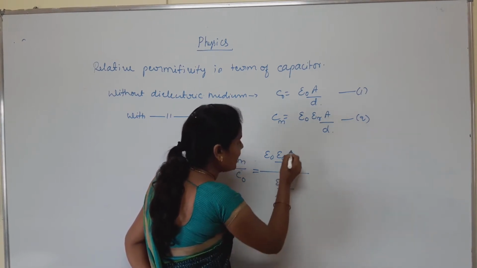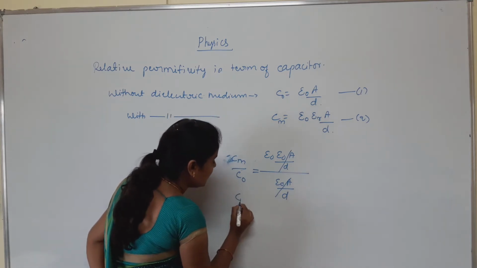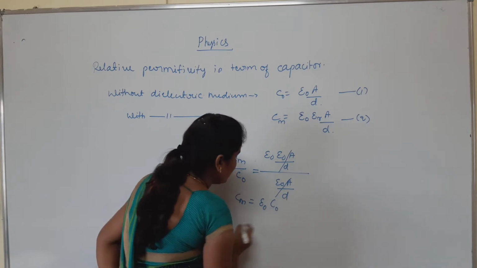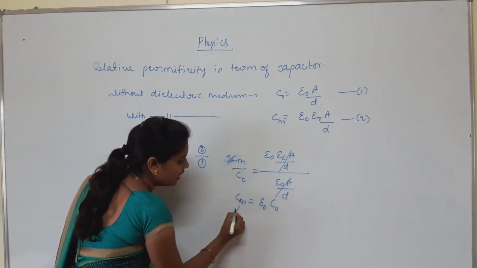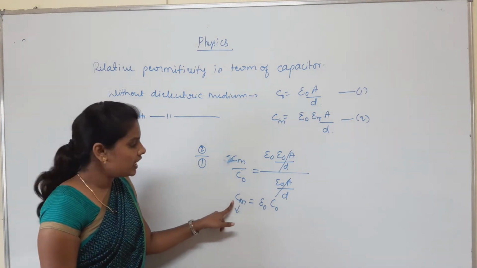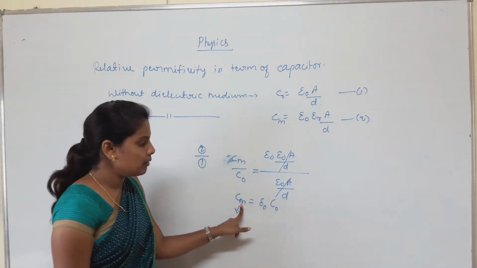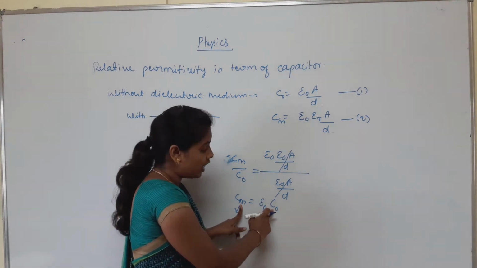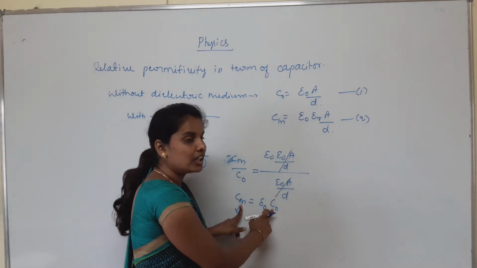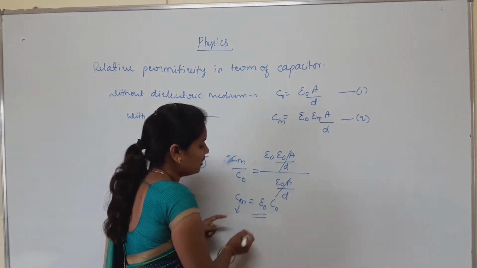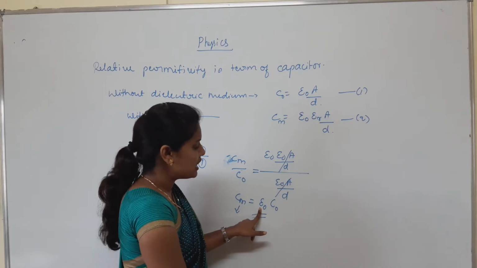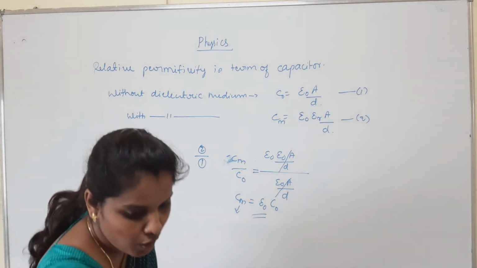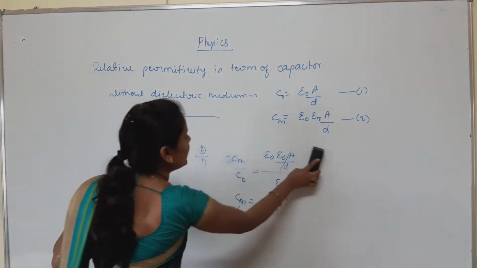Here epsilon naught A cancels. Cm equals epsilon naught times C naught. Here Cm represents the capacitance of a capacitor in the presence of a dielectric medium, and C naught represents the capacitance of a capacitor in the absence of dielectric medium, that is in free space. Epsilon naught is the permittivity of free space. So next we move on to the next topic, that is energy stored in a capacitor.